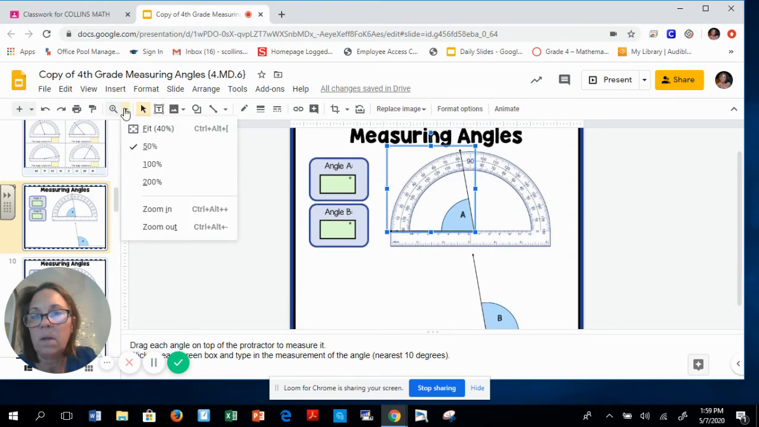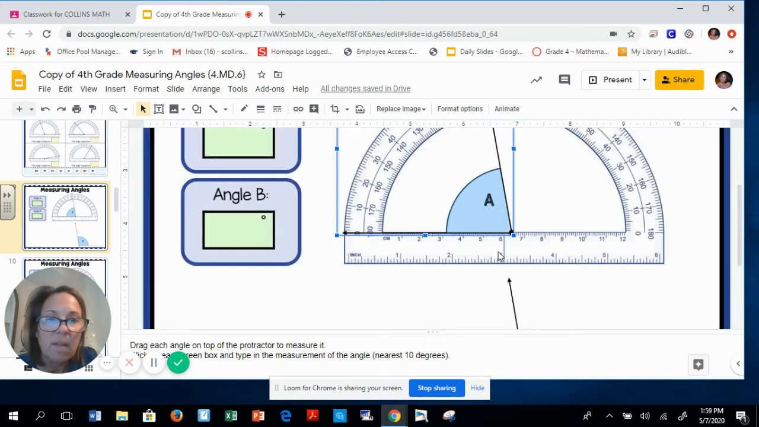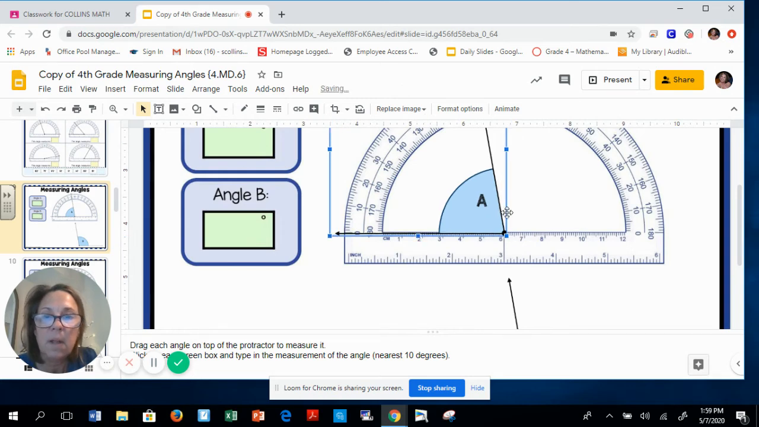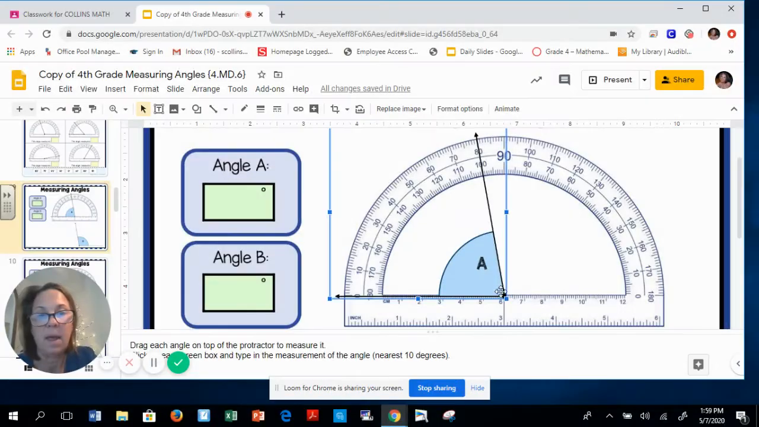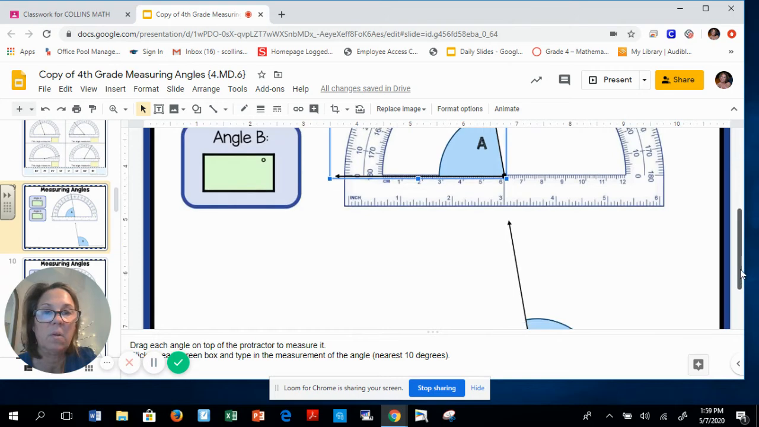I might even zoom in so I can see if I'm right on there. I'm going to move my angle a little bit over, and look, it's on there pretty straight. It goes this way. So this time I'm looking at that 0 on the outside. And I will come up here and I go on the outside numbers, and you can see that it goes to 80. So then that's where I would click in 80 degrees, and then I drag that down, and I would do the same thing with angle B.